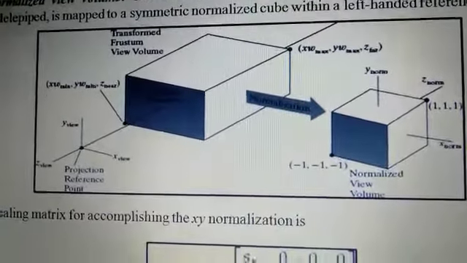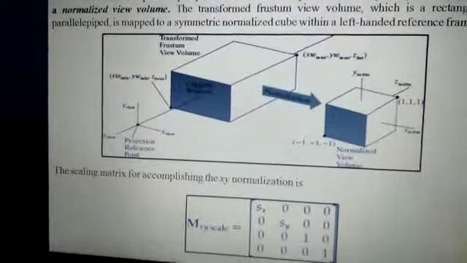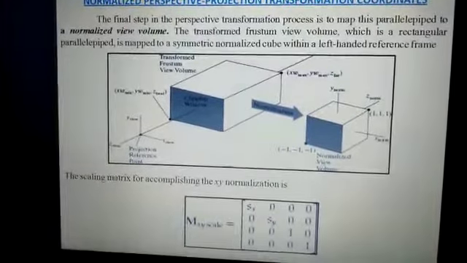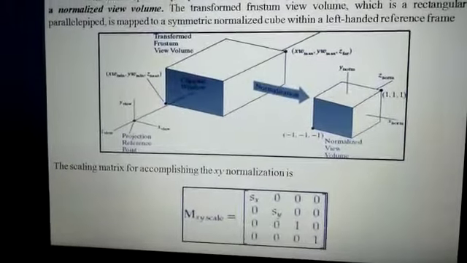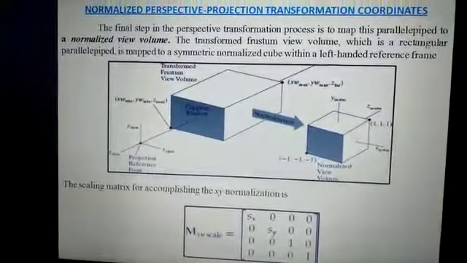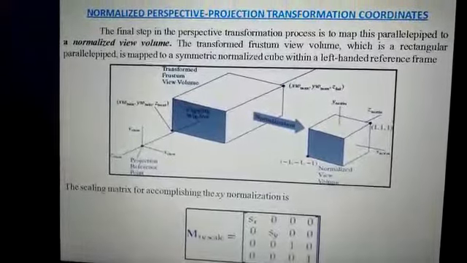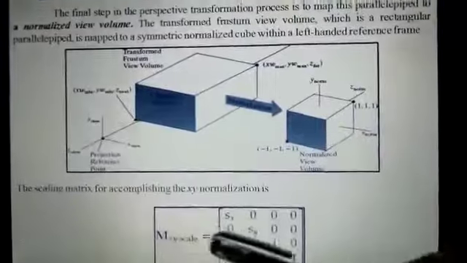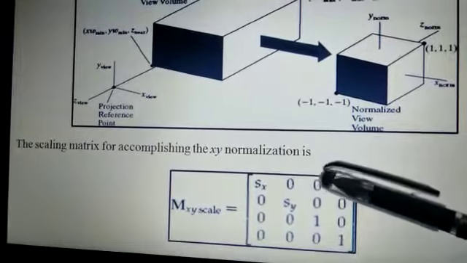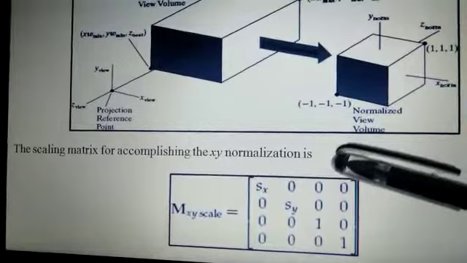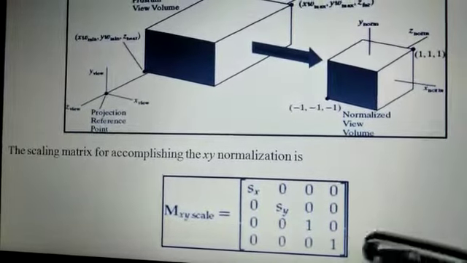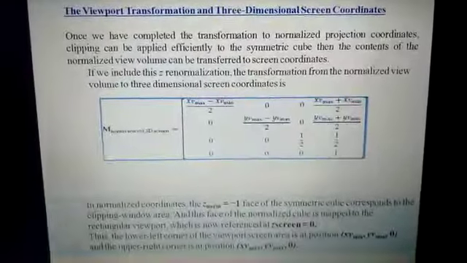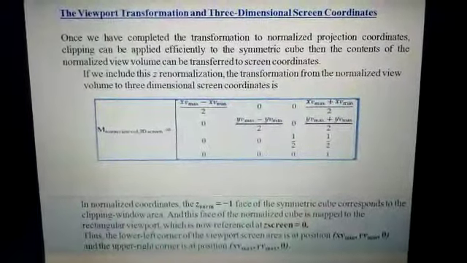Because the center line of the rectangular parallelepiped view volume is now the z view axis, no translation is needed in the x and y normalization transformation. We require only x and y scaling parameters relative to the coordinate axis. After this, we have the scaling matrix accomplished by xy normalization, and the matrix can be given like this. The viewport transformation and 3D screen coordinates.